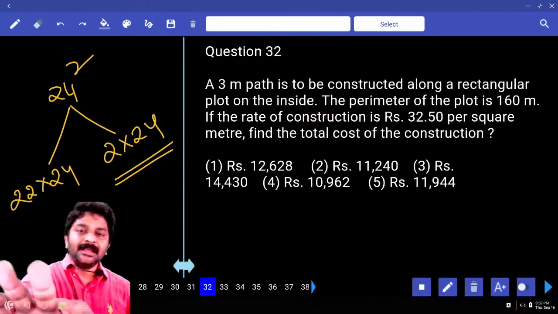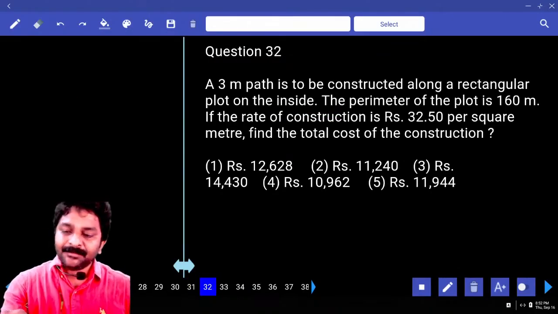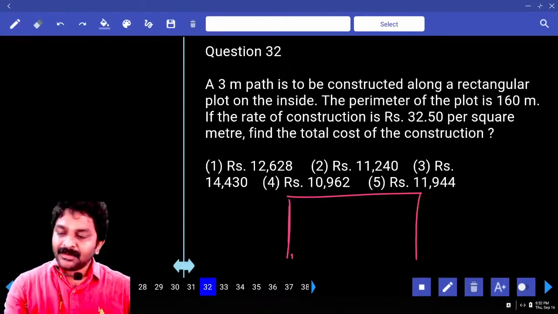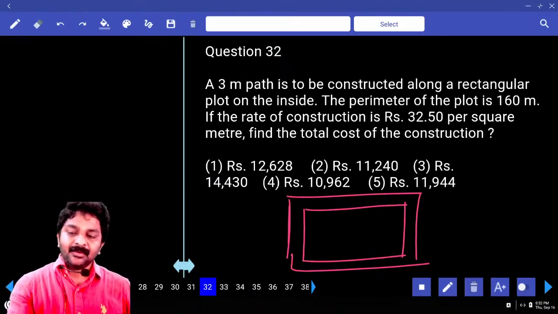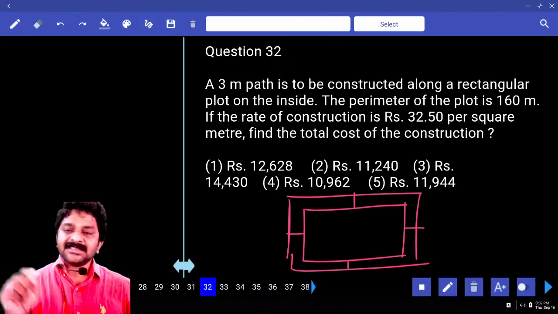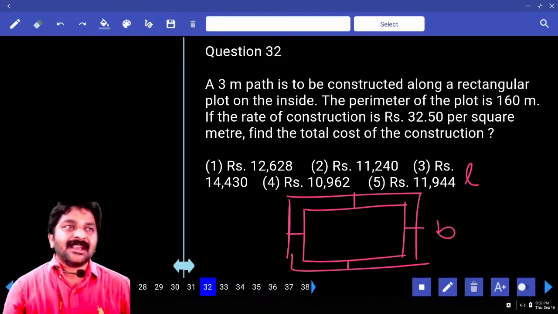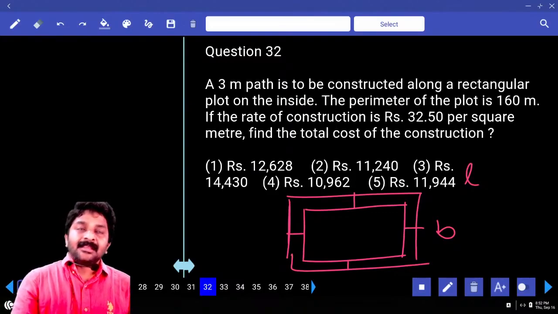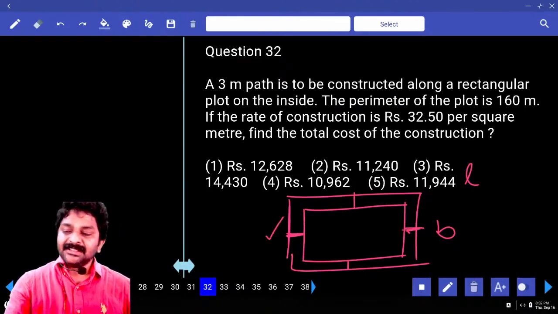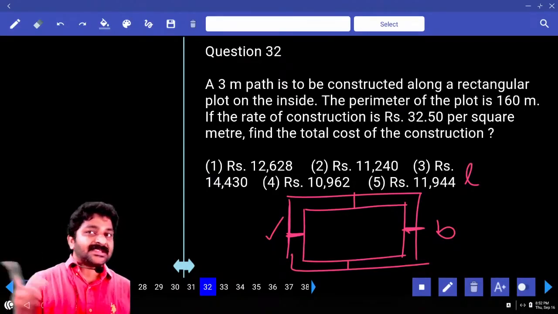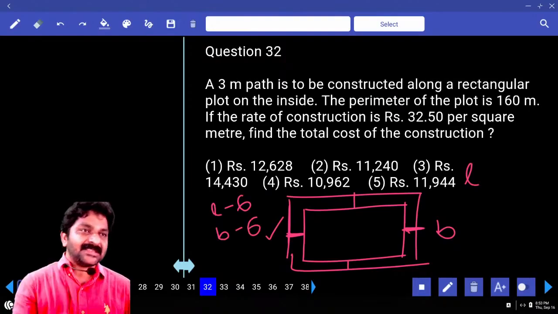Next, a 3-meter path is to be constructed along a rectangular plot on the inside. If this is your rectangular plot, there is a path constructed inside the rectangle with width 3 meters. So if the original rectangle measurements are L and B, for the inner rectangle we subtract 3 on the left-hand side and 3 on the right-hand side. So in total we subtract 6 only. Then the inner rectangle is L minus 6 and B minus 6.